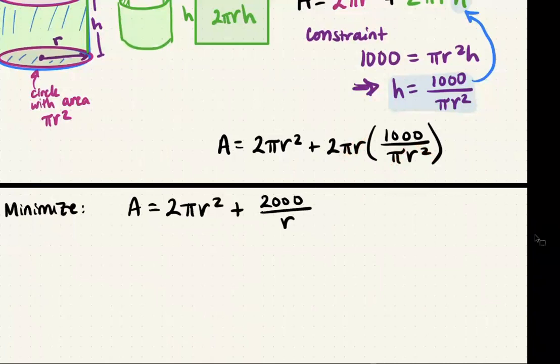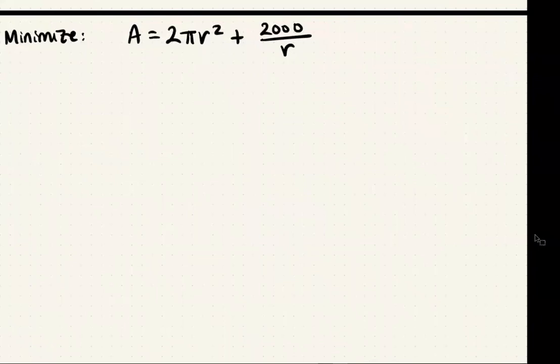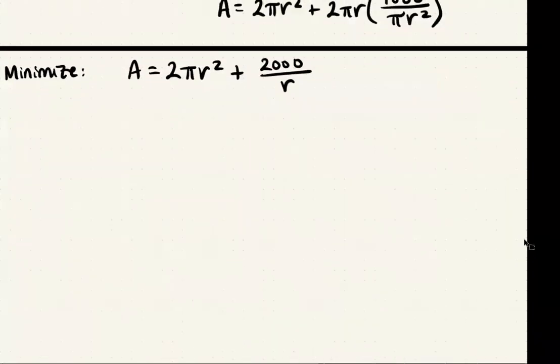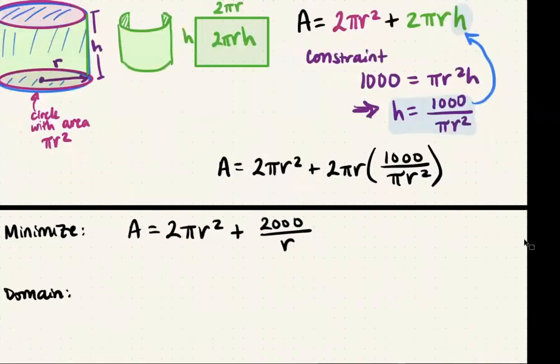Okay, now I need to think a little bit about how to optimize this. Here, notice that the domain of my function is dependent on this part of my equation and on the fact that I'm making a physical can. The fact that I'm making a physical can tells me that the radius is going to be bigger than or equal to 0 because I'm not going to make a negative radius can. That doesn't really make sense.